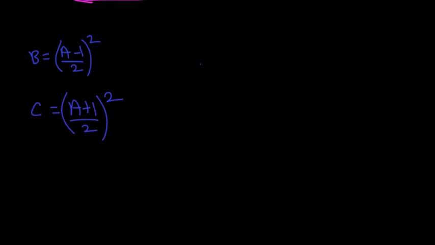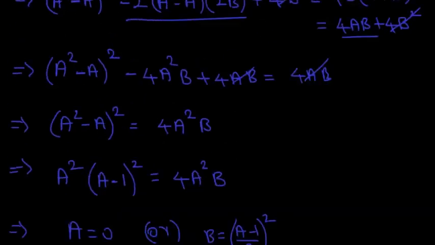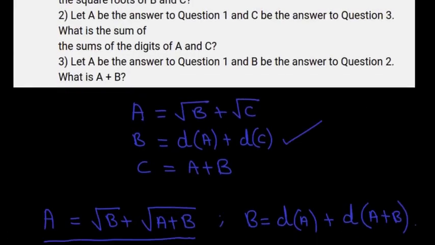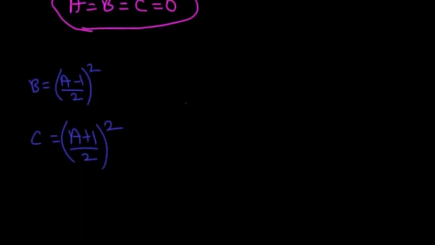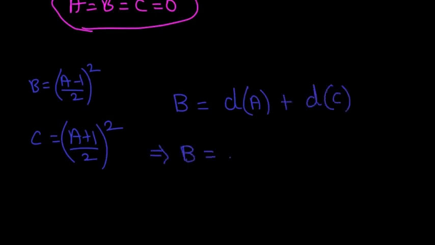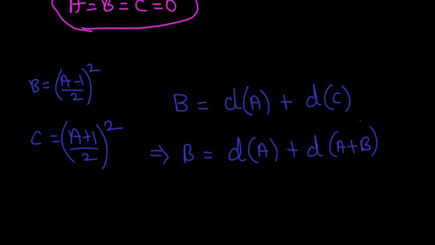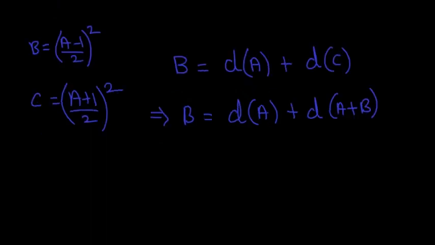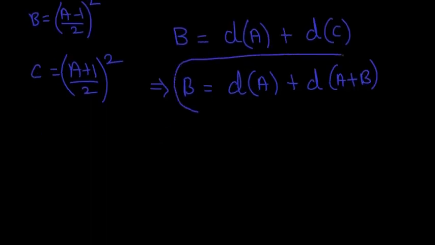Now consider the second equation. What the second equation says is this: B is equal to D of A plus D of C. Right? So B is equal to D of A plus D of C, and since C is equal to A plus B, we also have B is equal to D of A plus D of (A plus B). Right? Okay. Now let us consider this equation.